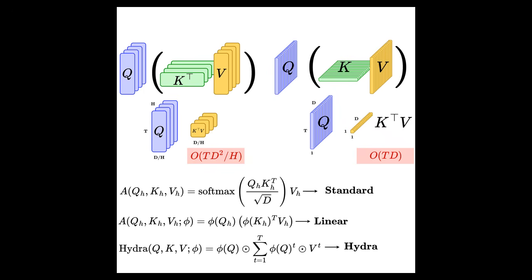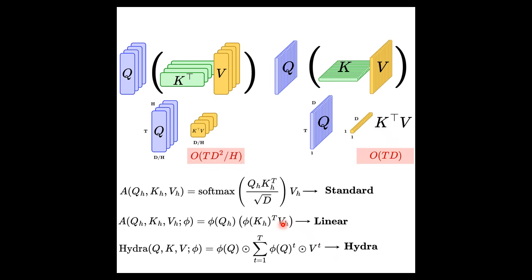Then came linear attention. The idea is simple. Instead of computing QK transpose directly, we use a kernel trick. We rewrite attention as phi of Q times phi of K transpose. Then we reorder the multiplications. Instead of computing T by T first, we compute phi of K transpose times V. Now the complexity becomes linear in T. That solves the context length problem.